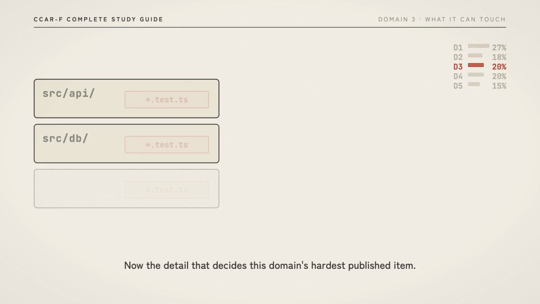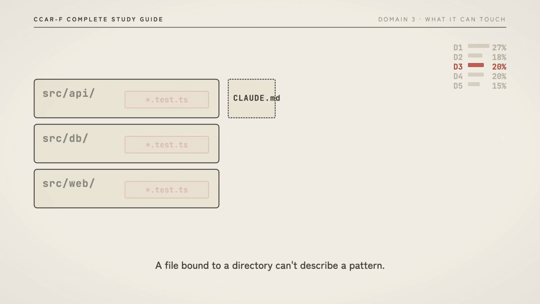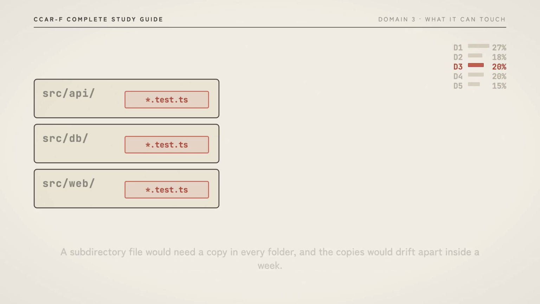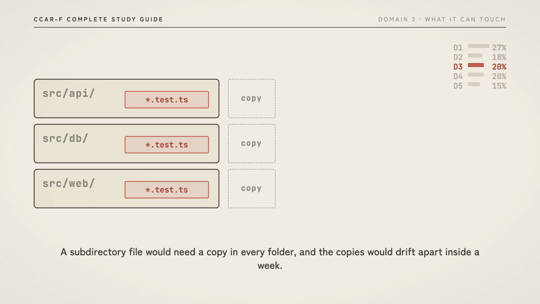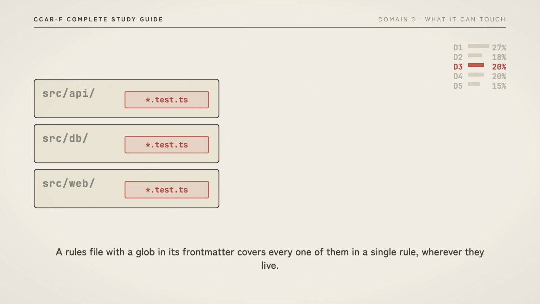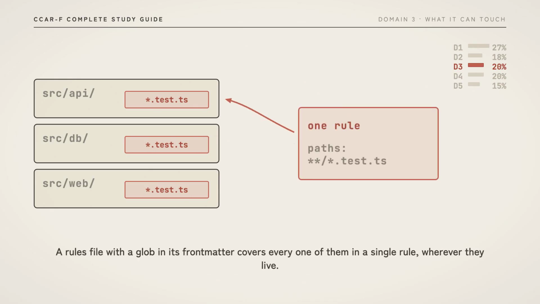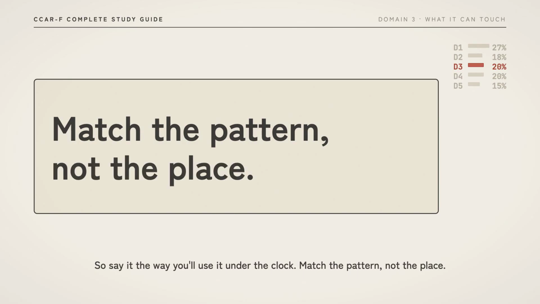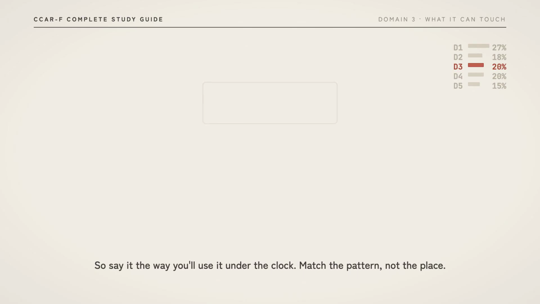Now, the detail that decides this domain's hardest published item. A file bound to a directory can't describe a pattern. Test files sit next to the code they test, so they are in every directory at once. A subdirectory file would need a copy in every folder, and the copies would drift apart inside a week. A rules file with a glob in its front matter covers every one of them in a single rule wherever they live. So see it the way you'll use it under the clock. Match the pattern, not the place.